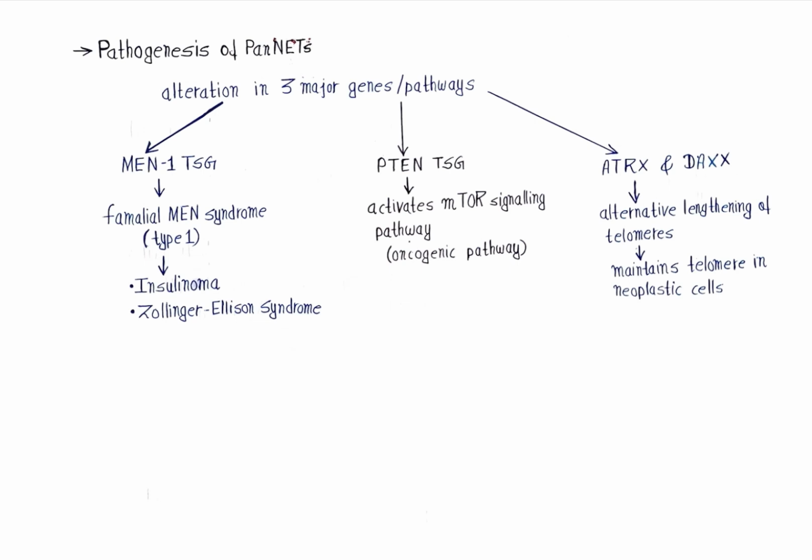Then mutation in the PTEN tumor suppressor gene is responsible for activation of the mTOR signaling pathway, and being an oncogenic pathway, the activation of this pathway will be responsible for the development of various PanNETs. And thirdly, the mutation in the ATRX and DAXX genes will cause alternative lengthening of telomeres, maintaining the length of telomeres in the neoplastic cells, providing them limitless replication potential and causing the development of pancreatic neuroendocrine tumors. So this is all about the pathogenesis.